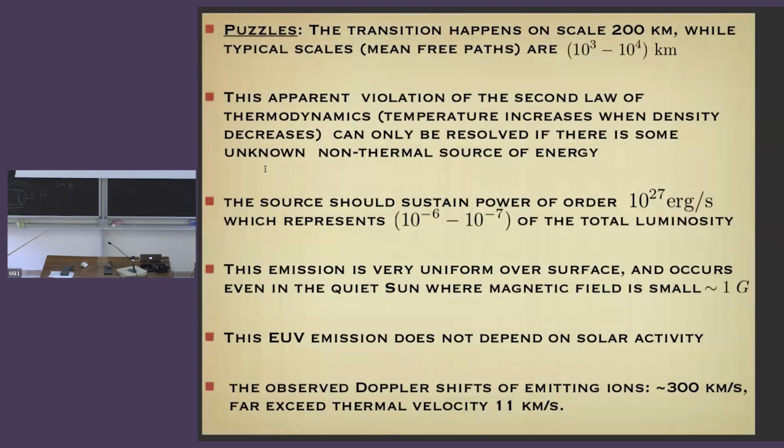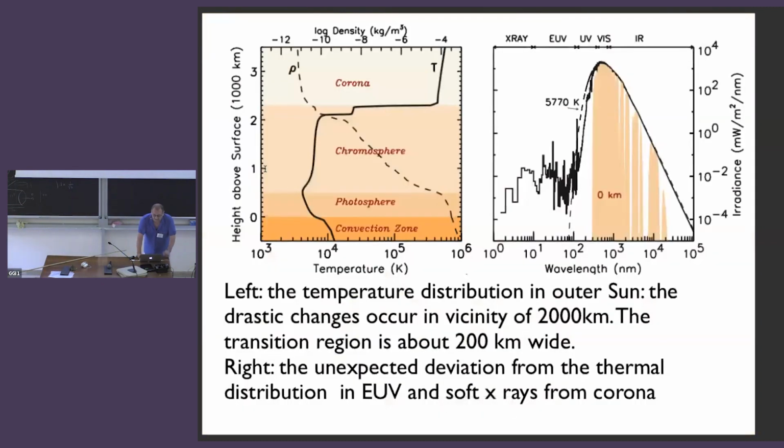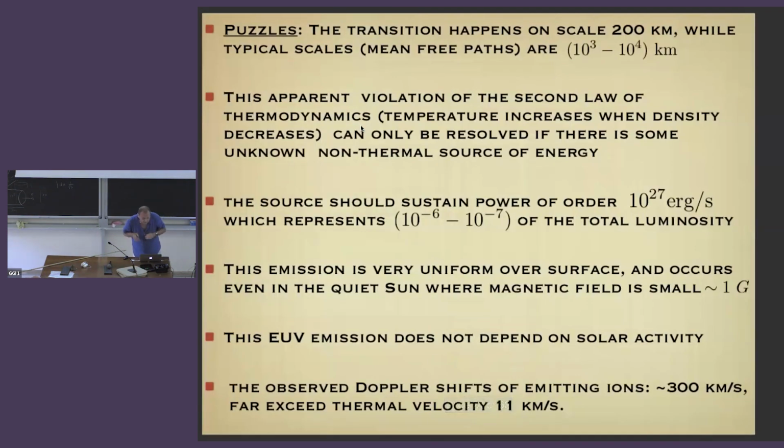People observed that everything, as I said, happens on the scale of 200 kilometers. It's very sudden, right here. And we definitely compute approximately what it is. It's happening with an intensity of approximately 10 to 27 erg per second. It is definitely much smaller than the emission from the sun, something like a 10 to minus 6 portion, but nevertheless we observe it in soft X-rays and in the extreme UV.